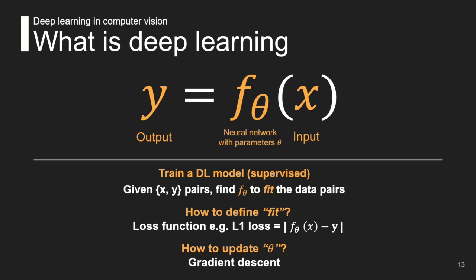What is it to train a model? Given data x labeled y pairs, we want to find f theta to fit the data pairs. But we need to define fit. Here, we use a loss function or objective function to define fit. For example, the L1 loss, we just calculate the absolute error between the output value and the ground truth y. And how could we update theta to make the model fit the data? Let's use gradient descent.